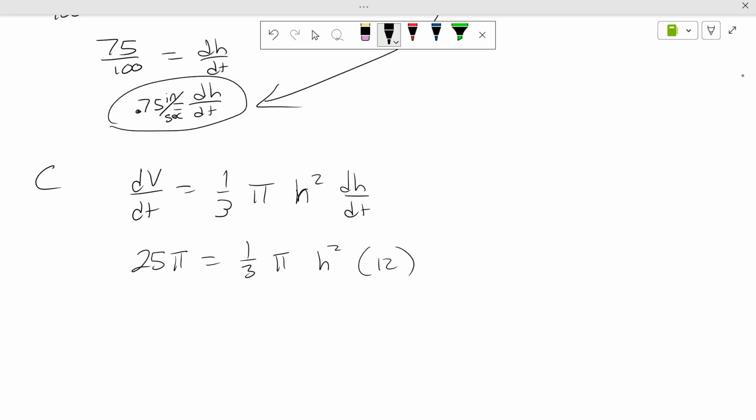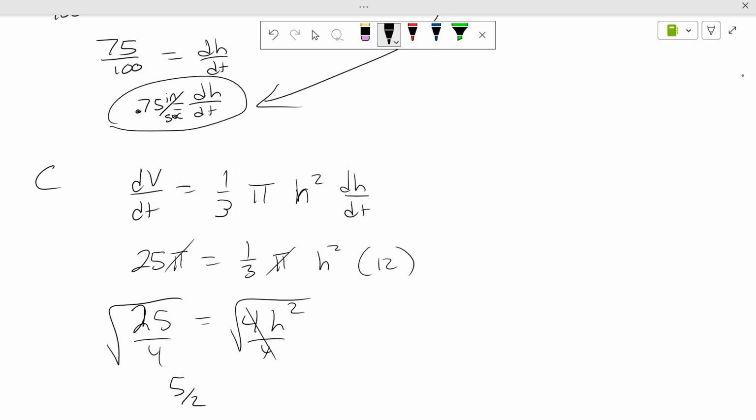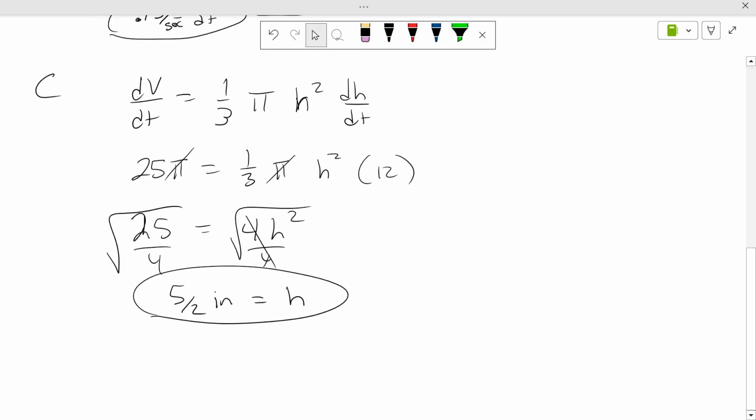So 1/3 of 12 is 4. Pi's cancel on each side. So 25 equals 4h squared. Divide by 4, divide by 4. And then take the square root, which is 5/2. So 5/2 inches equals h. Okay?